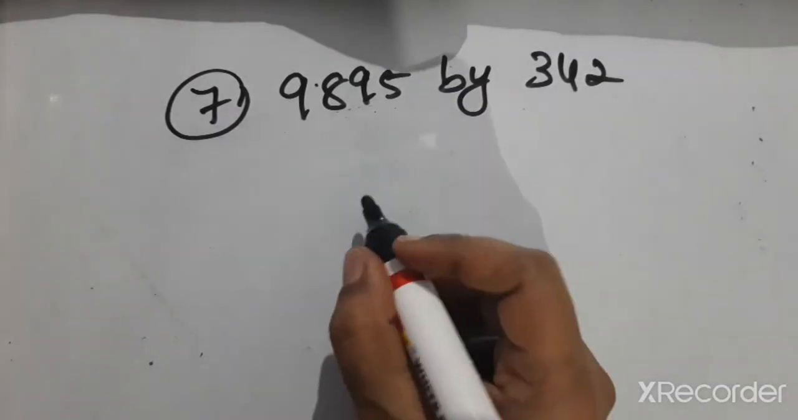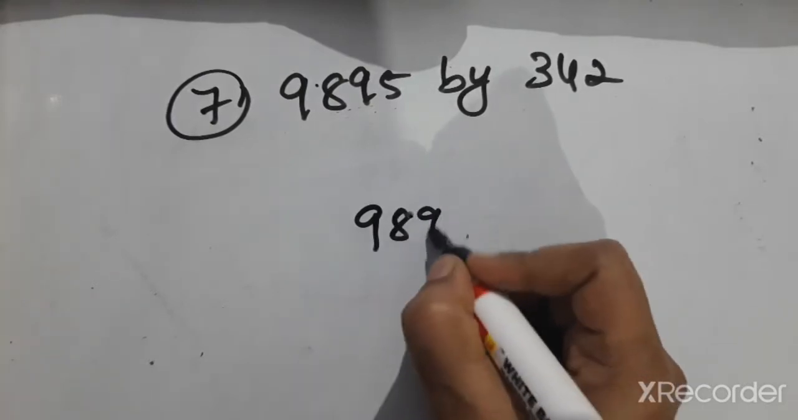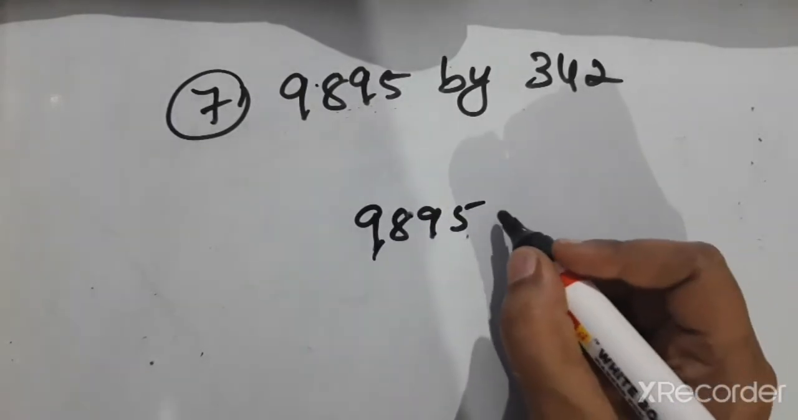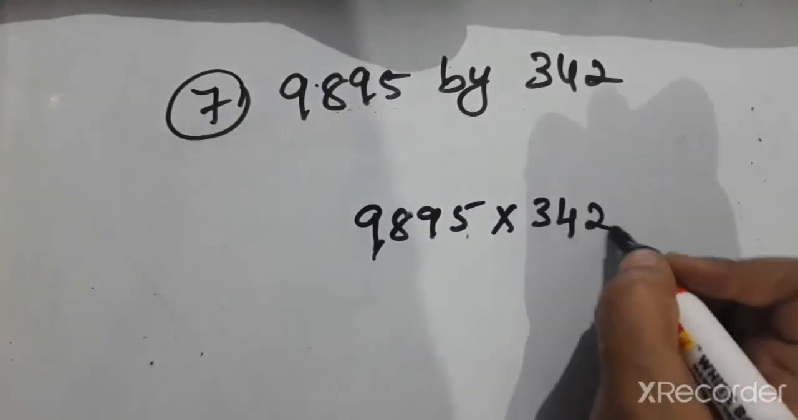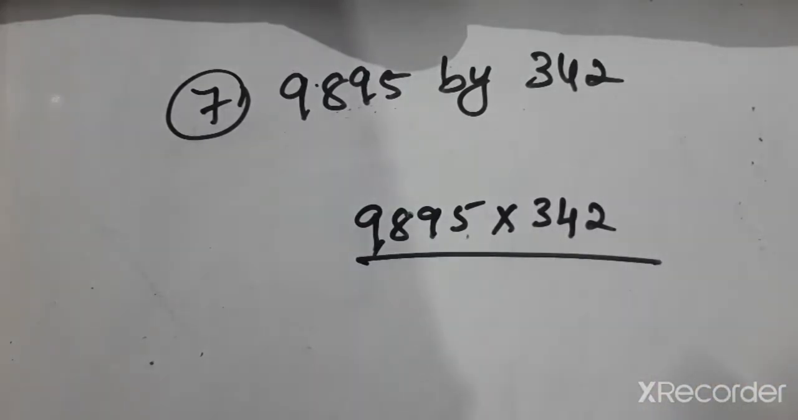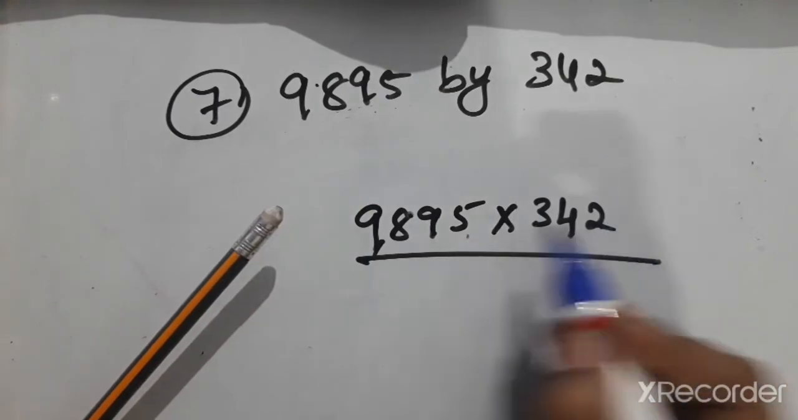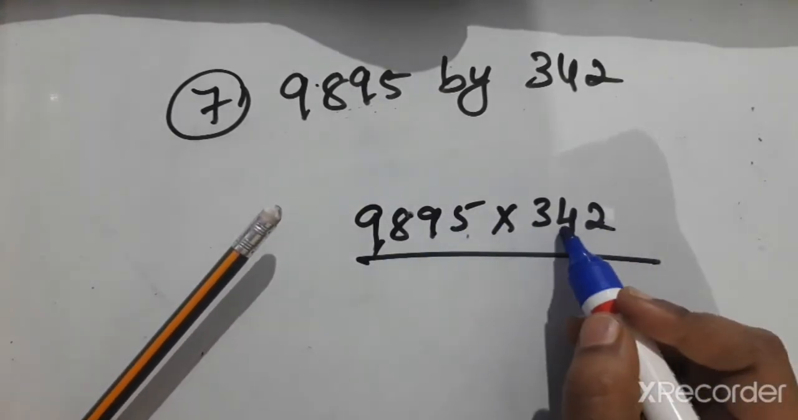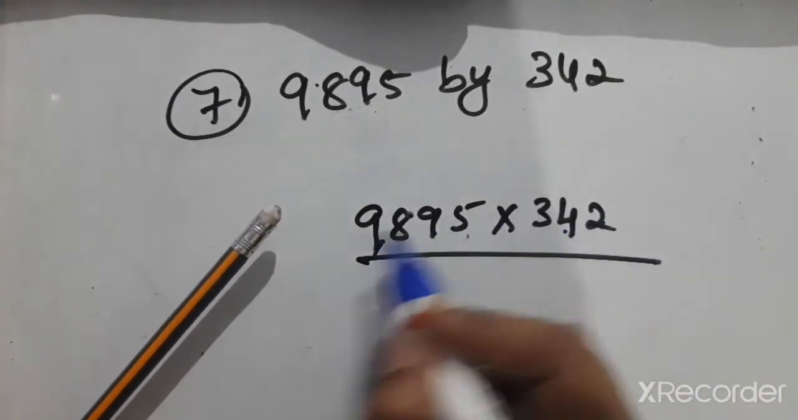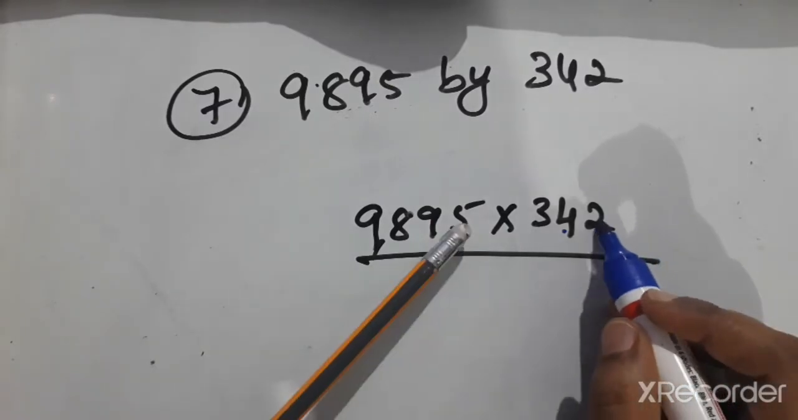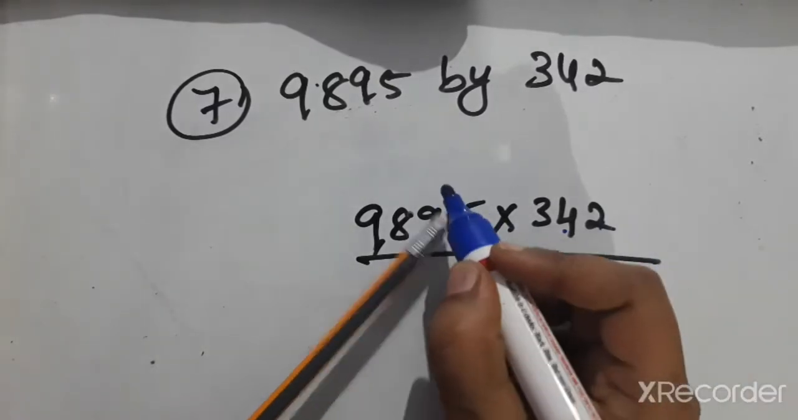Next question, 7th question, 9,895 into 342. So multiply with 2 with each term, next line 4 with each term, and 3 with each term. Okay, each number. 2 5s are 10. So 1 carry out to the next place.